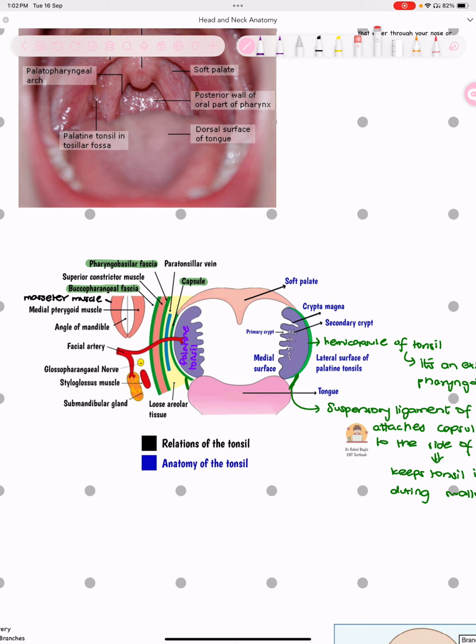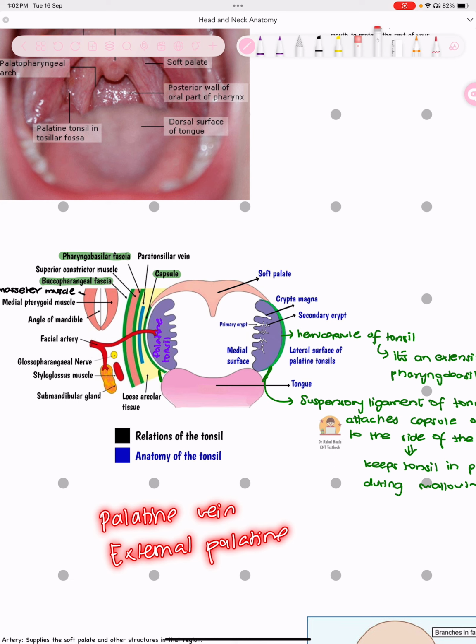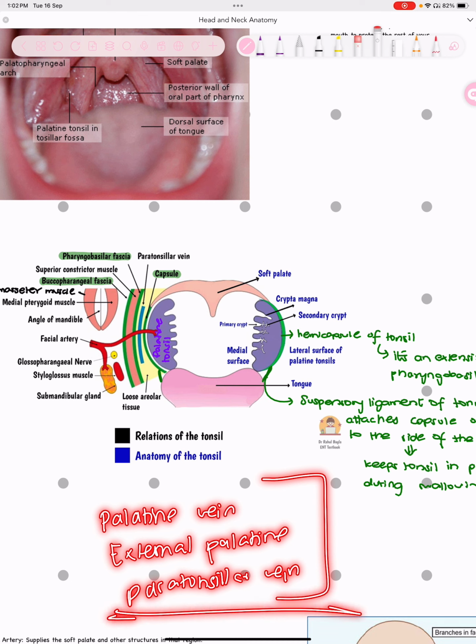And what about the palatine vein? Palatine vein or external palatine vein or paratonsillar vein. What are the three names of this vein? Palatine vein or external palatine vein. So you just have to add external, or paratonsillar. Don't forget this. Paratonsillar vein. These are the three names of the same vein.